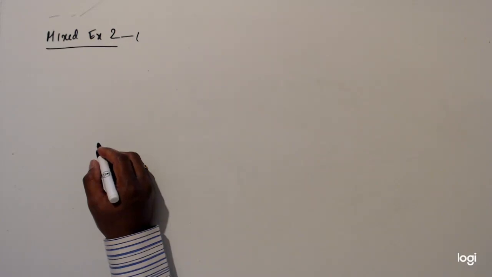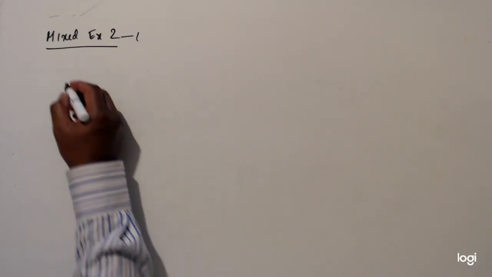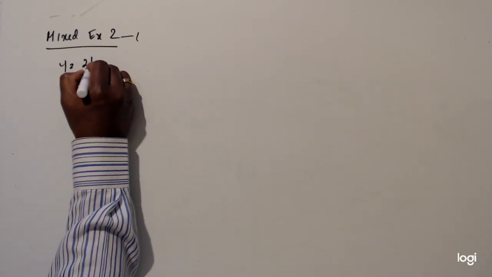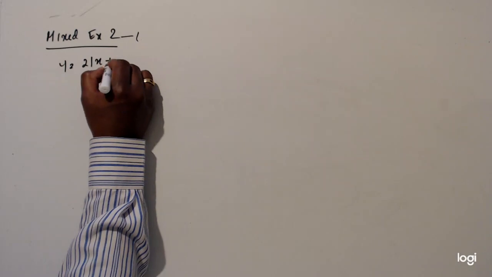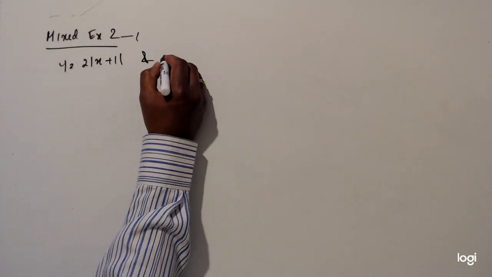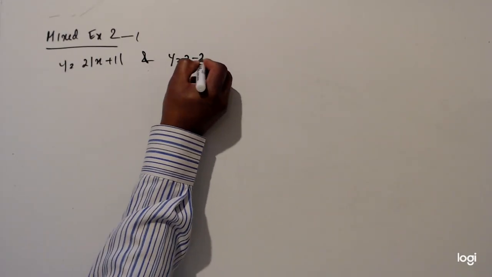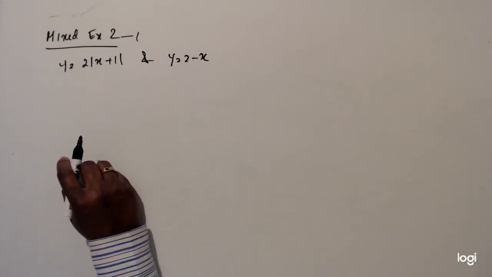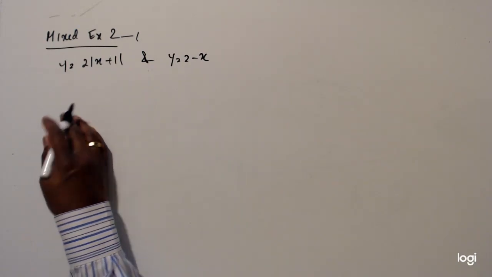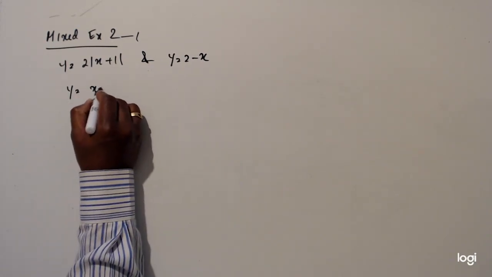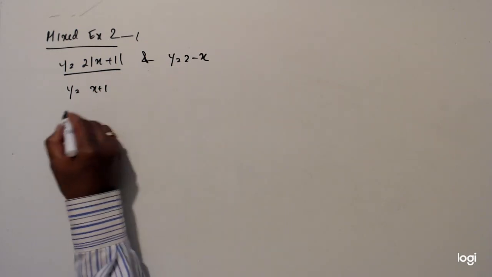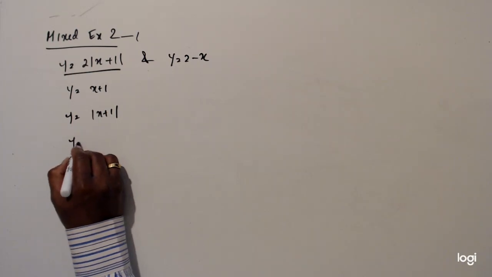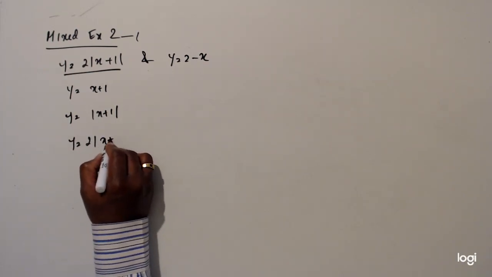Next, question number 1. We want to draw y equals mod x plus 1 and y equals 2 minus x on the same axes. So as usual, we can start with y equals x plus 1 for this graph, then y equals mod x plus 1, and then y equals 2 times mod x plus 1.